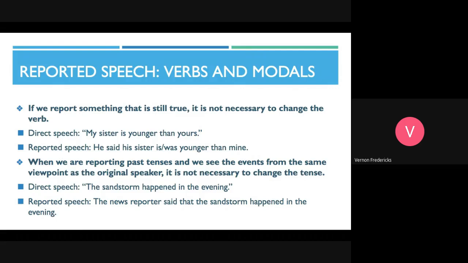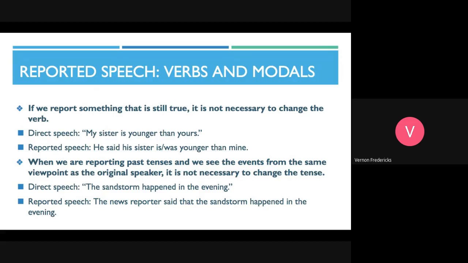So, if something is still true, we don't have to change the verb. When we are reporting past tense and we see the events from the same viewpoint as the original speaker, it is not necessary to change the tense. So we don't have to change the tense if we see the same viewpoint as the speaker.